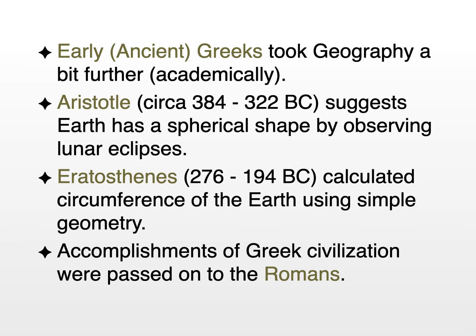The early Greeks took geography a bit further. Greek academic Aristotle suggested the Earth had a spherical shape. He figured this out by examining lunar eclipses. Eratosthenes calculated the circumference of the Earth using simple geometry, and he was very accurate with his estimation. The accomplishments of the Greek civilization were passed on to the Romans.